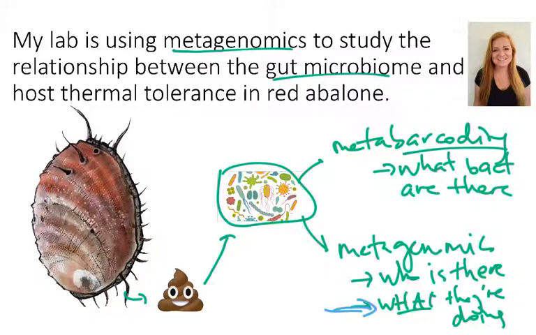And so for us, it was really important to choose this metagenomics approach because we needed that extra information of what the different bacteria within that gut community of the red abalone were doing. We would not be able to get that type of information with a metabarcoding approach.